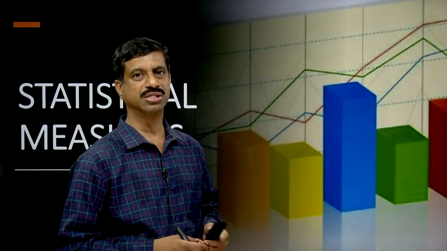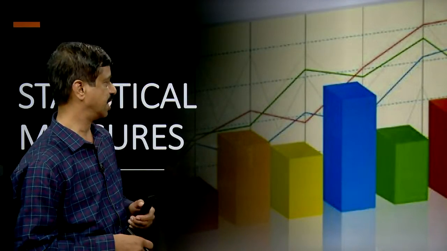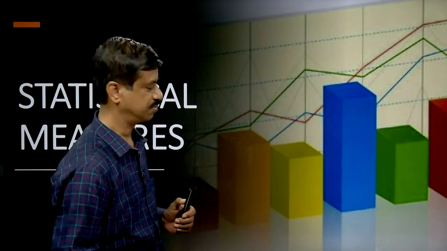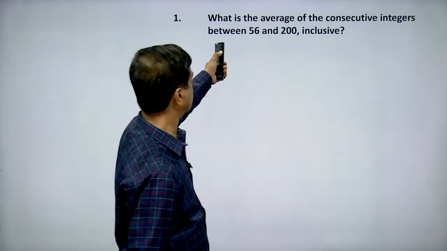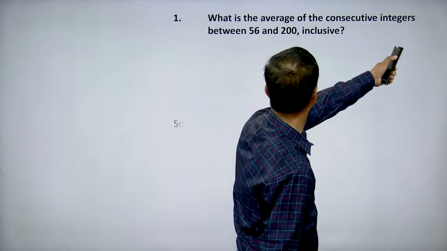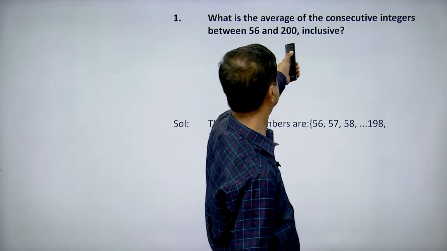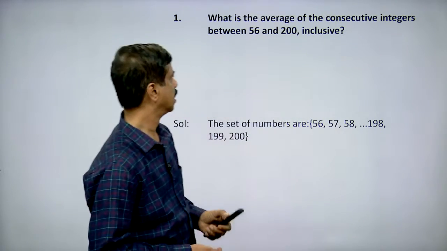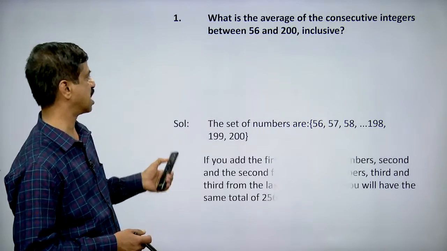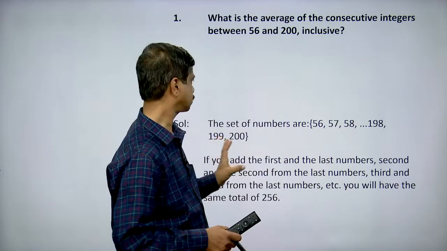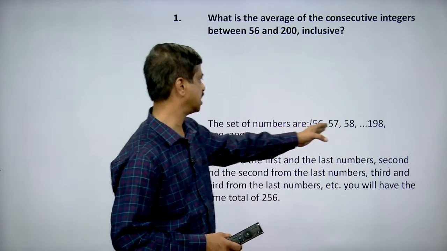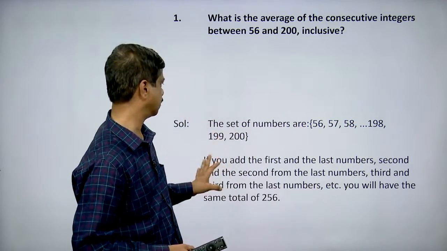So we are working on statistical measures. Let us see what is in store for us. Children, what is the average of the consecutive integers between 56 and 200 inclusive? It means we need to start with 56 and end with 200, and all are included. The set of numbers is 56 to 200.